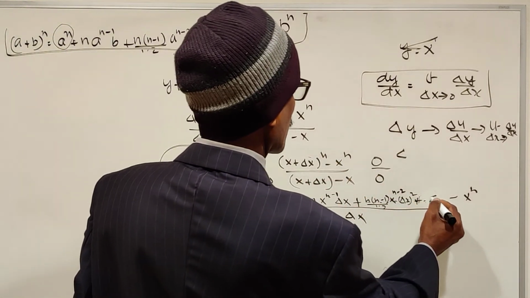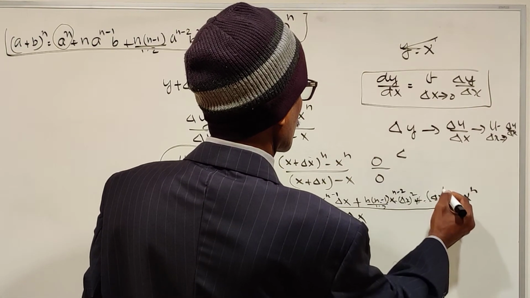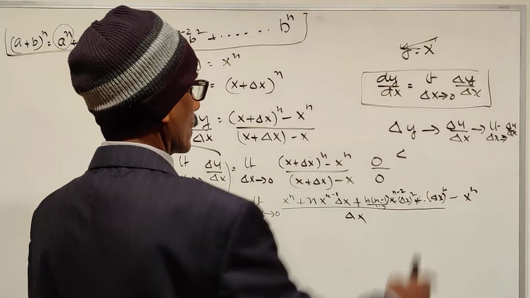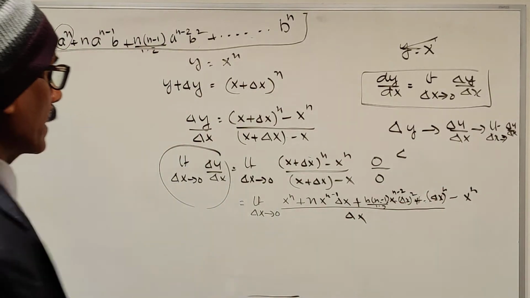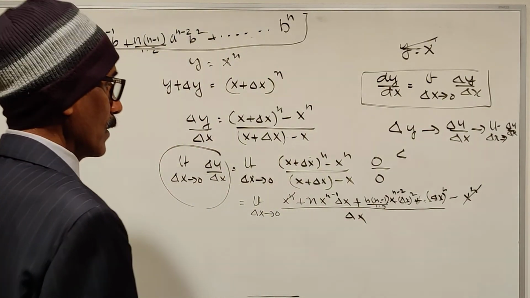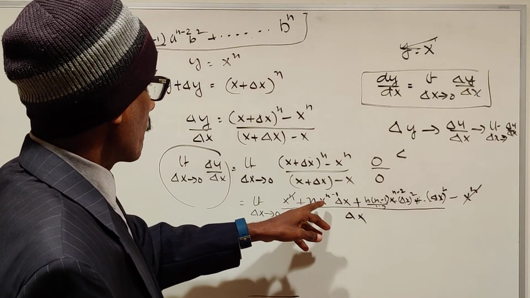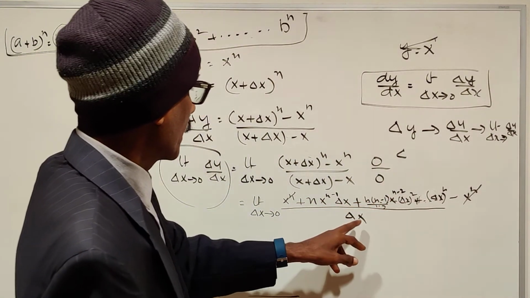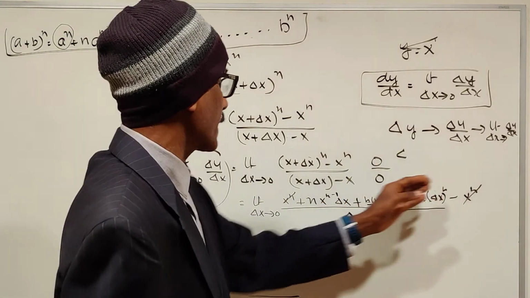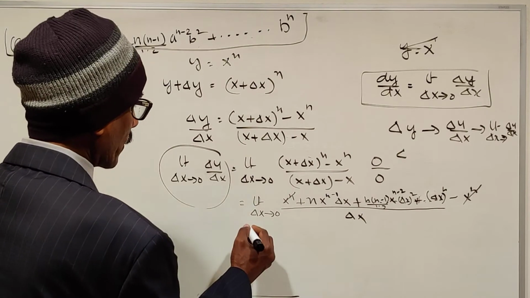The last term is delta x raised to n. See, b raised to n. B is delta x raised to n. Okay, then x raised to n cancels out. Then what is the common factor here? Denominator is also delta x. So we need to take out delta x as a common factor.